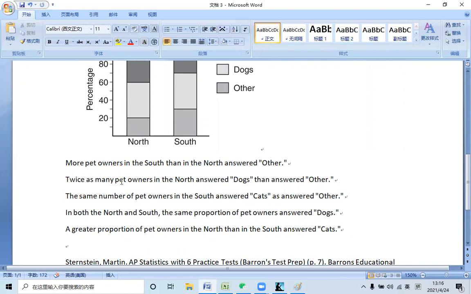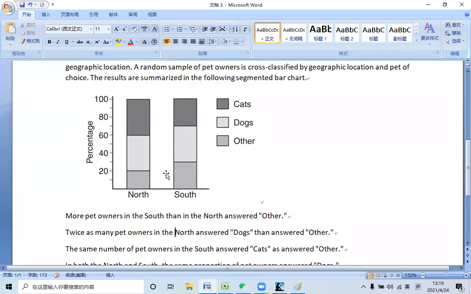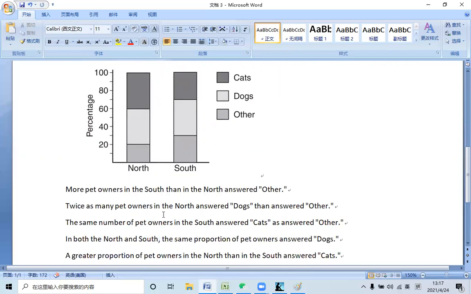How about B? Twice as many owners in the north. Yeah, so this one is good because we are comparing within the north and we are comparing proportions. The proportion will tell you twice of them, say cats, twice as many as say others. This one is good. This one is not good.